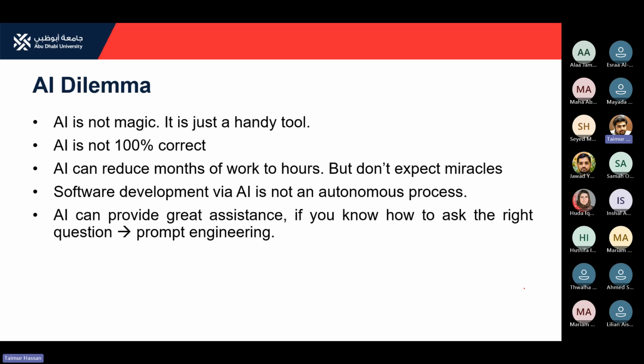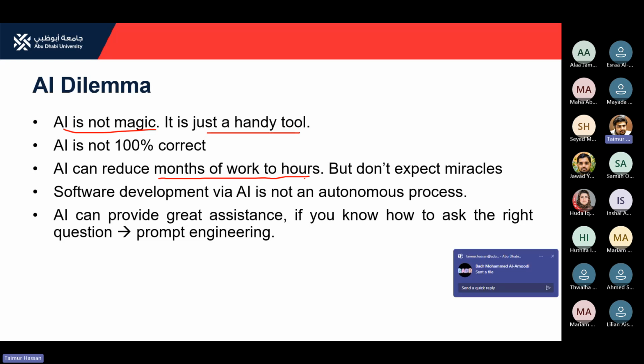So again, this is just a dilemma. AI is not magic. It's just a handy tool that is here to assist us in developing things easily and more productively. It is here for us to save our time. For example, it can reduce the work of months to hours. So basically, it's a very handy tool, and it should be used in daily workflow.